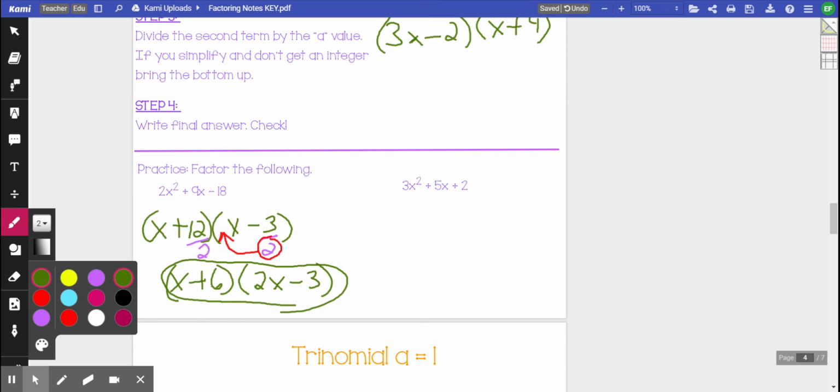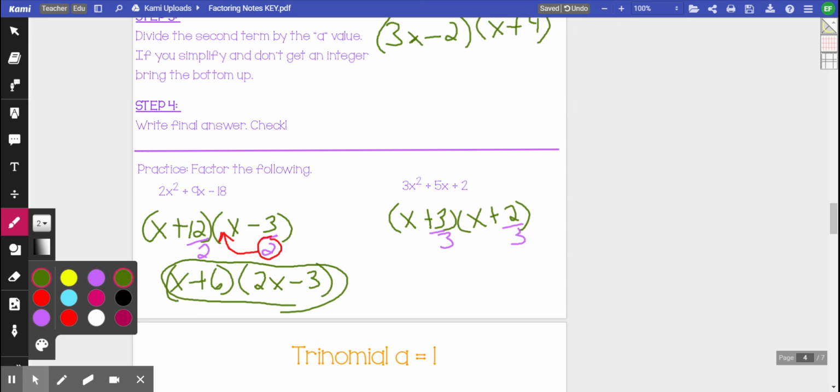Doing it one more time. I can set up my parentheses. I know x is in the first spot. The factors of 6 that add up to 5 are going to be 3 and 2. I'm going to divide those second terms by the a value.